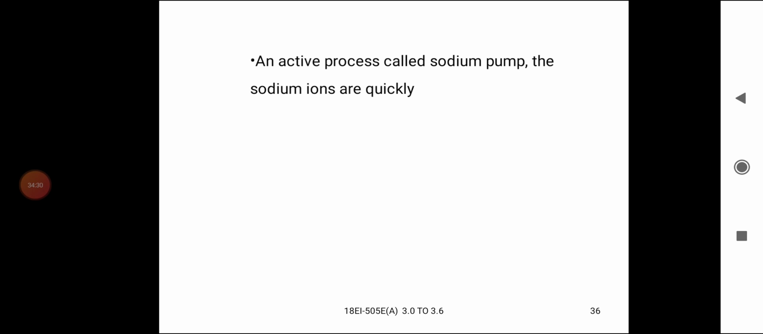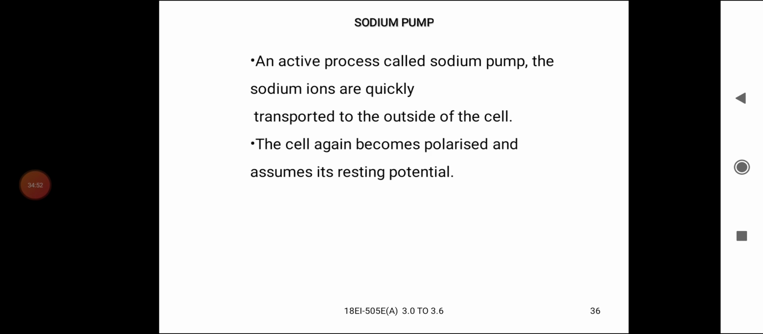An active process called the sodium pump: the sodium ions are quickly transported to the outside of the cell. The cell again becomes polarized and assumes its resting potential. The process is called repolarization.